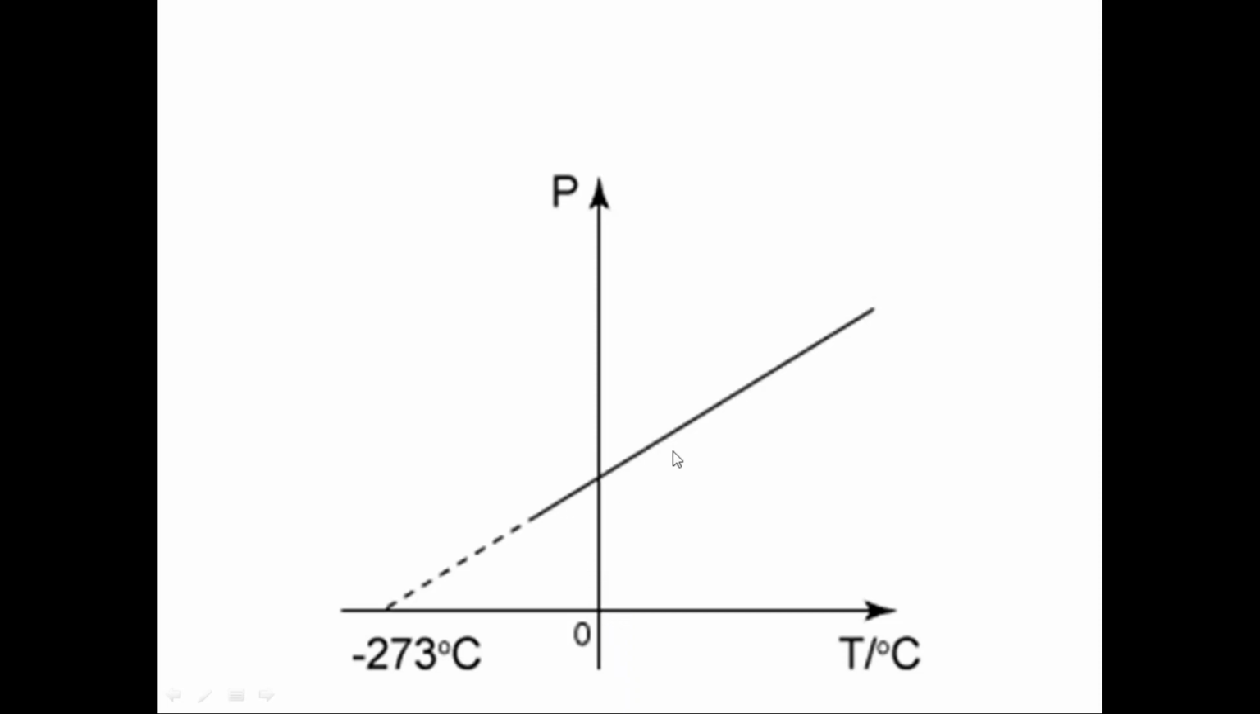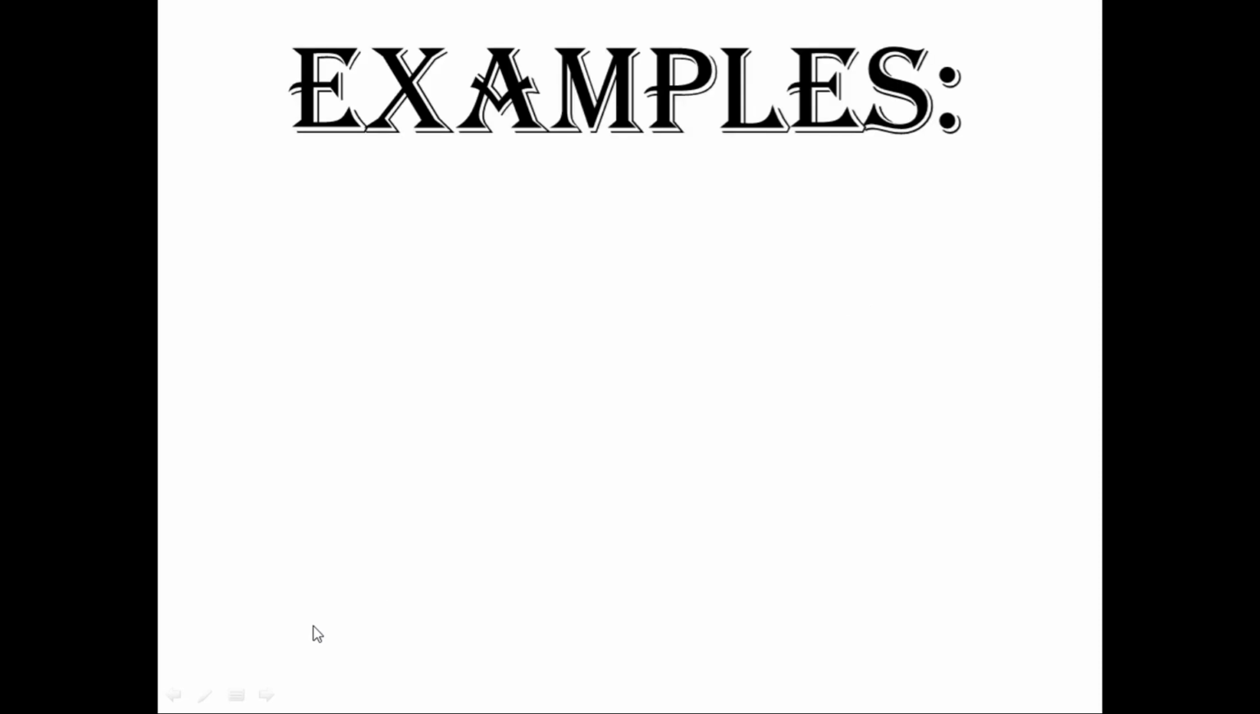So both graphs will be a straight line, but their difference is, just like with the Charles law, if it's absolute temperature in Kelvin, it passes through the origin. If it's degrees Celsius, it does not pass through the origin. It has an x-intercept of negative 273 degrees Celsius. Let's look at some examples now.